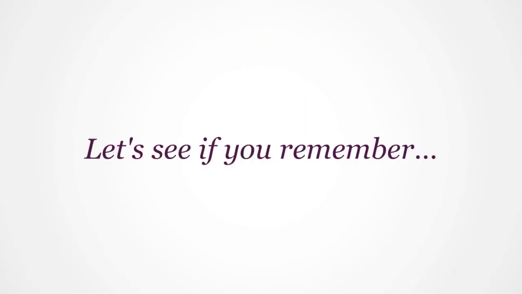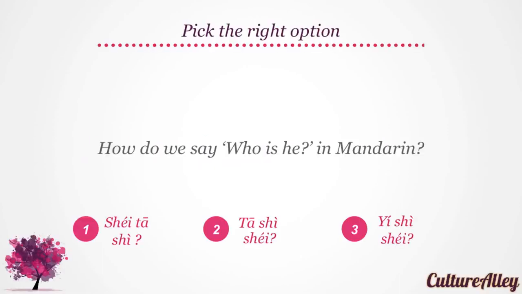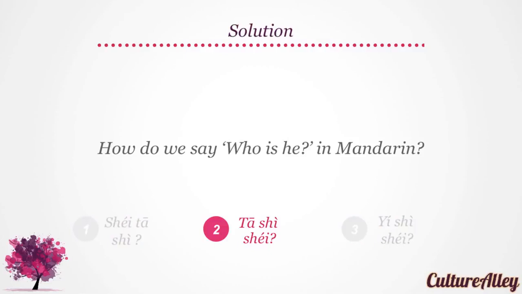Alright, it's quiz time now. Let's see if you remember what we've done till now. How do we say, who is he in Mandarin? Do we say, 谁他是? Is it 他是谁? Or is it 乙是谁? The correct way of saying who is he in Mandarin is 他是谁?